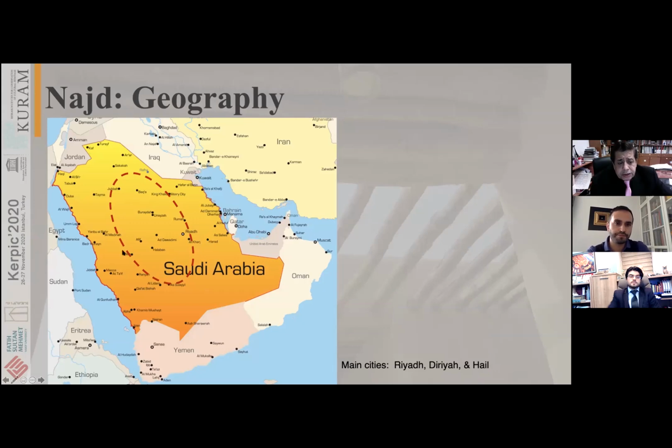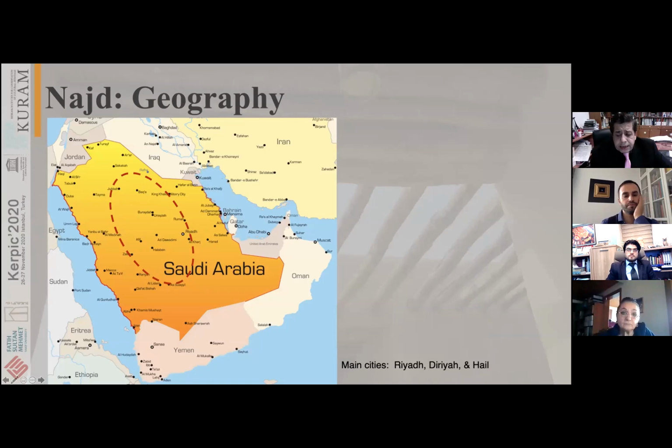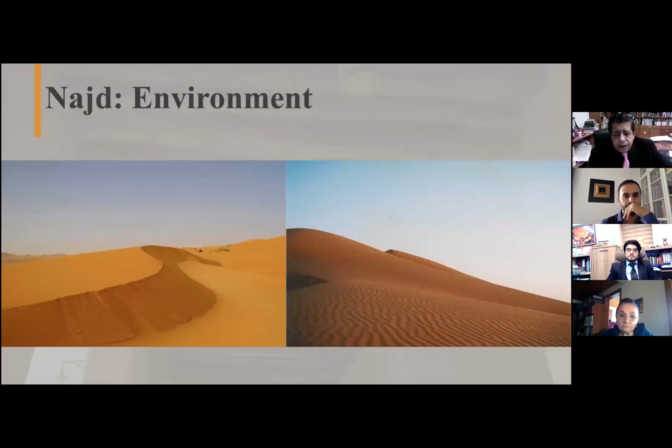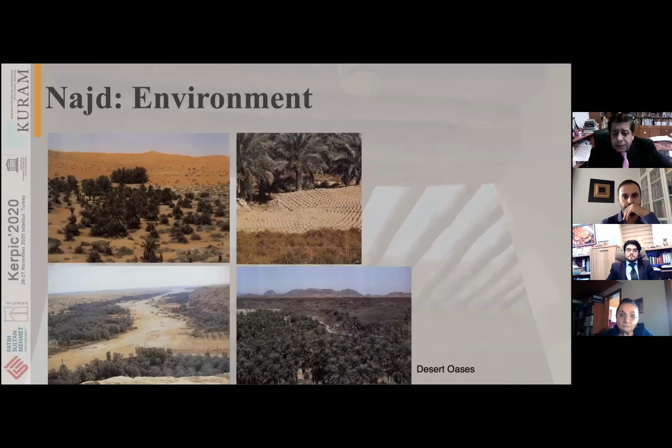This is the central region of Saudi Arabia, which is called Najd. Major cities there are Riyadh, Diriyah, and Hail. It's just plains or vast areas of sand dunes that are everywhere. That's the nature of the region. Nothing but sand. However, there are some pockets, some desert oases that bring life into that desert.